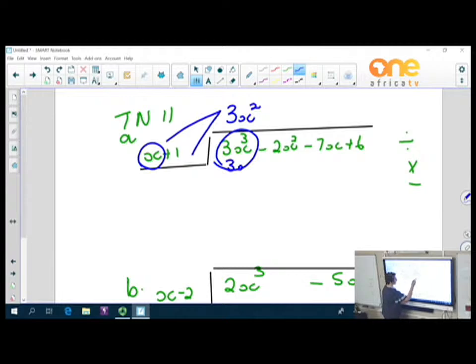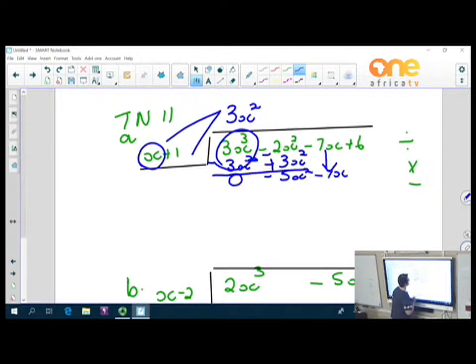So it is 3x squared plus 3x to the power of 3 plus 3x squared. We need to subtract, so we change the second signs and add. So this one is then negative 5x squared. You bring this one down, minus 7x. And we repeat. How many times will x divide into that negative 5x squared?